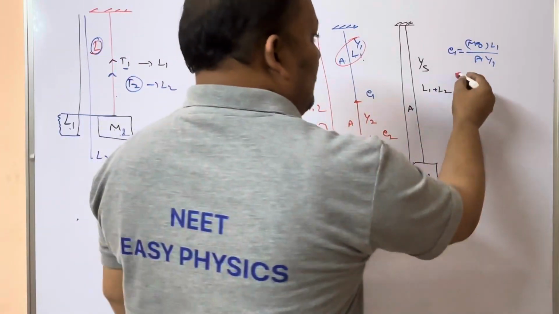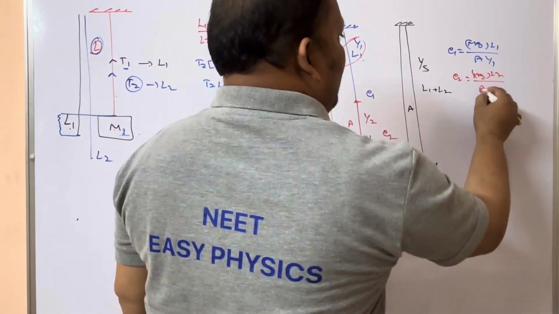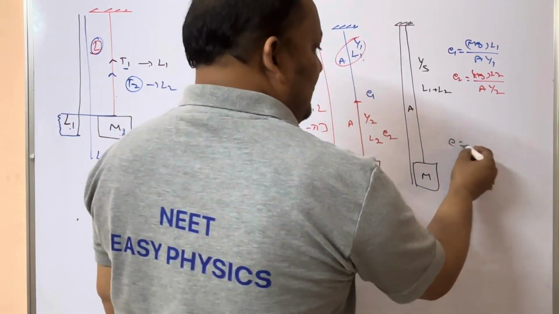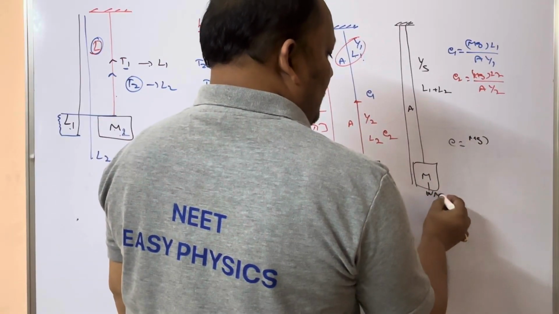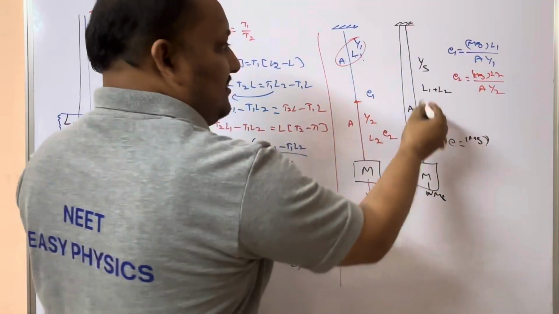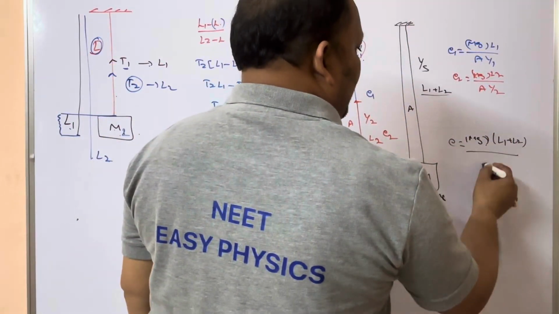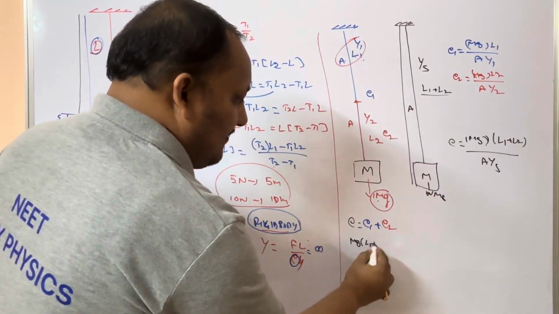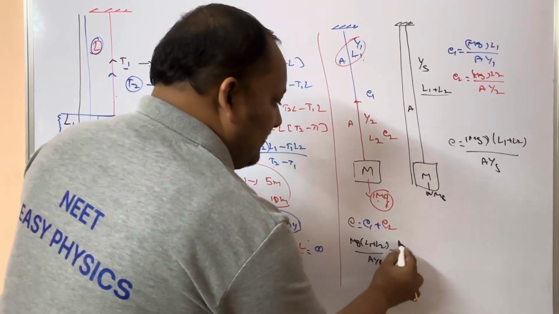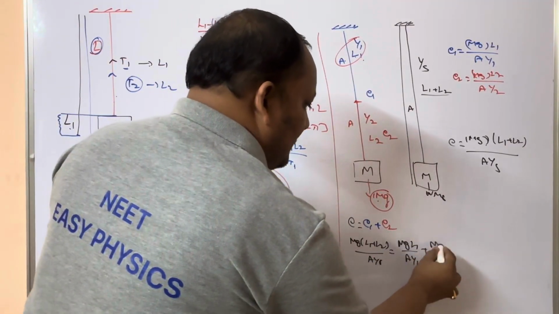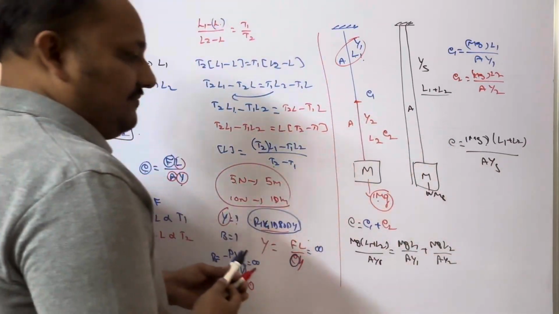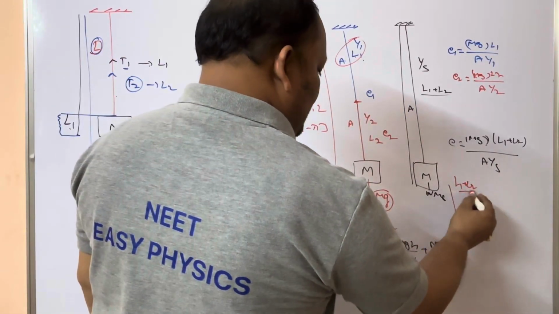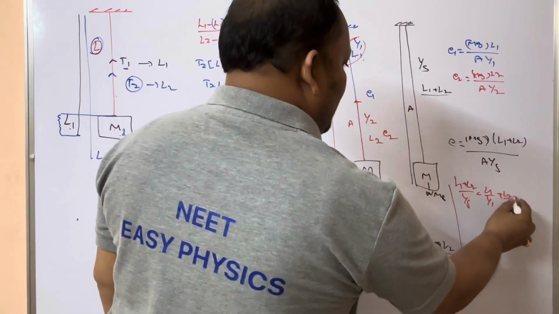E1 is going to be mg L1 by A Y1, with the same weight, and E2 is mg L2 by A Y2. The total elongation E is the same mg times the total length L1 plus L2 divided by A Ys. So mg (L1 plus L2) by A Ys equals mg L1 by A Y1 plus mg L2 by A Y2. If you cancel mg by A from all, the final one is (L1 plus L2) by Ys equals L1 by Y1 plus L2 by Y2.